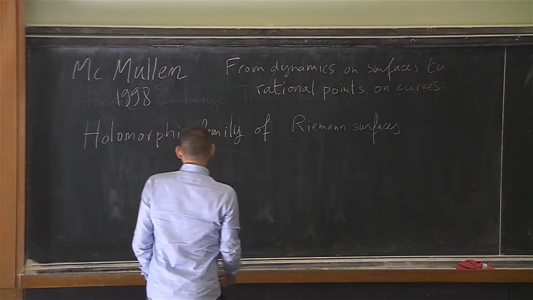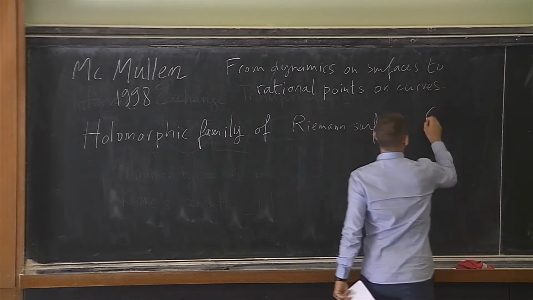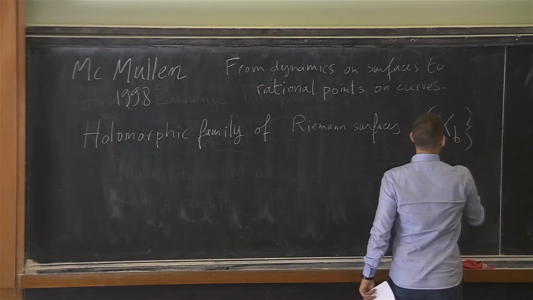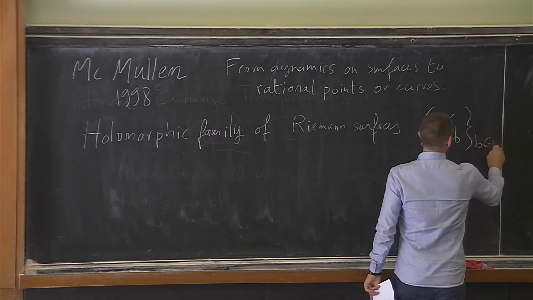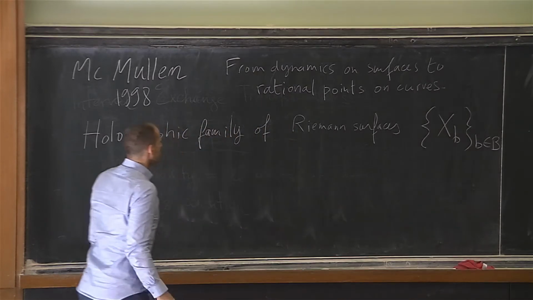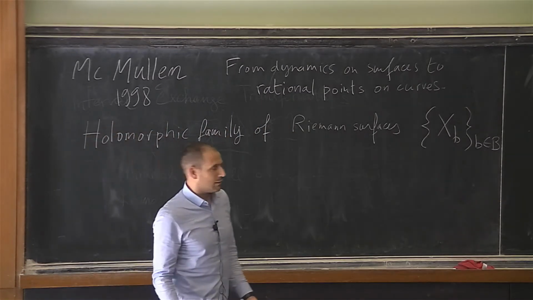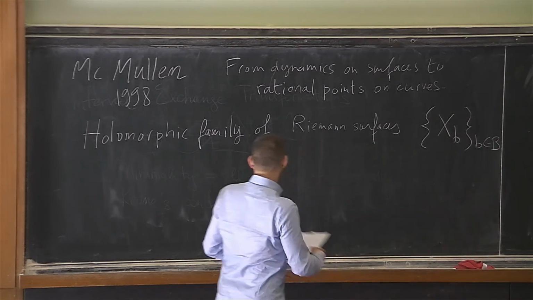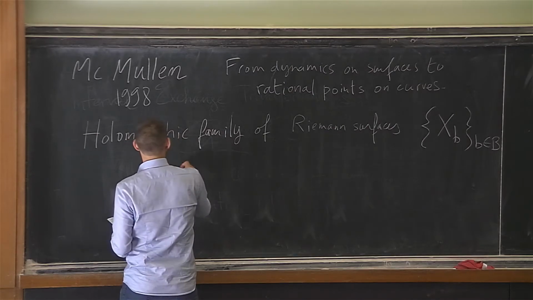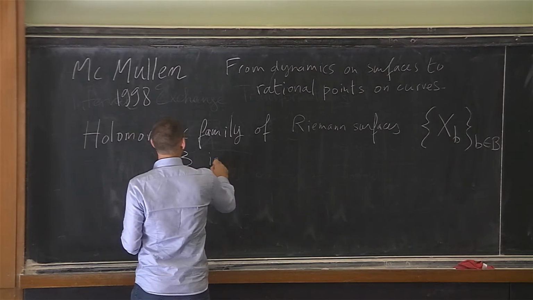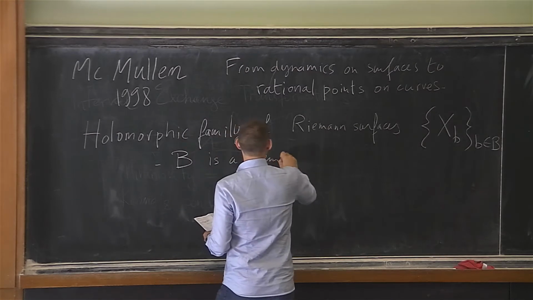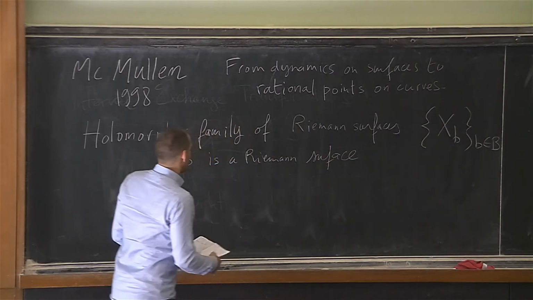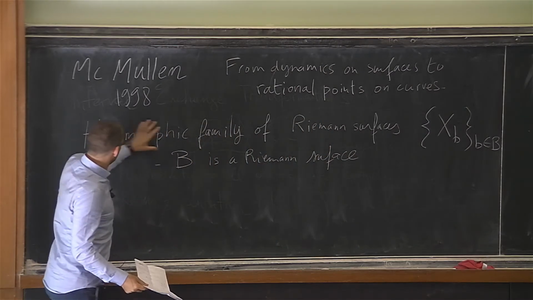But in general, the definition is the following. We have a family of Riemann surfaces X_b, depending on the parameter b. Here b, in these lectures, is going to be a complex manifold, and in fact it will be a Riemann surface called the base, and we have to define what is the meaning of holomorphic.